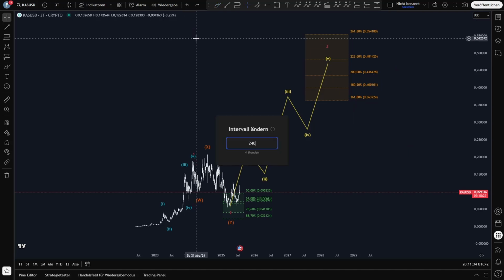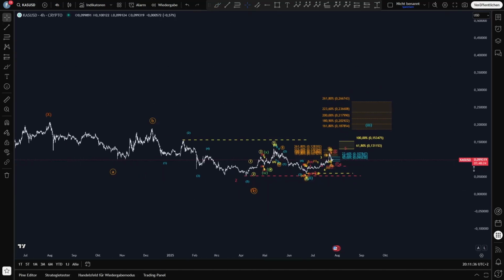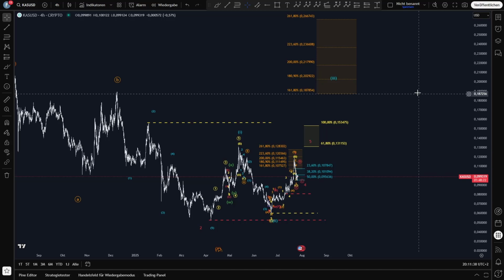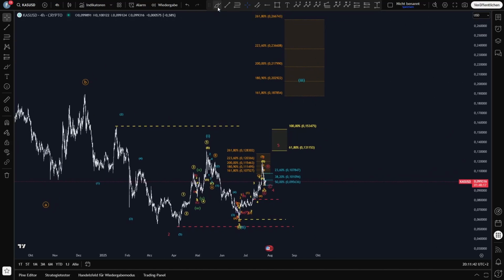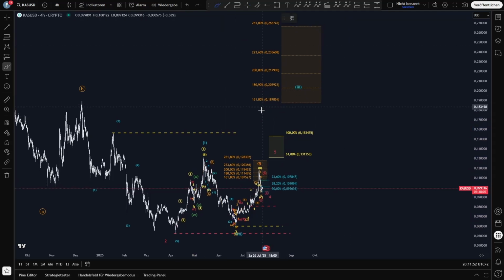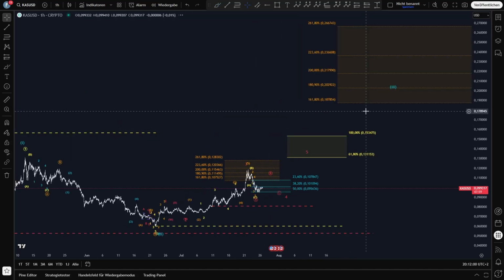So let me switch to the shorter time frame. In the shorter time frame, we are working on a larger 5-wave move to the upside. For that, we could have seen a wave 1, a wave 2, and we would be tracking a wave 3 in our target area, starting with the 161% level at 18 cents, extending to the 261% level at 26 cents. So let me zoom to the 1-hour chart.